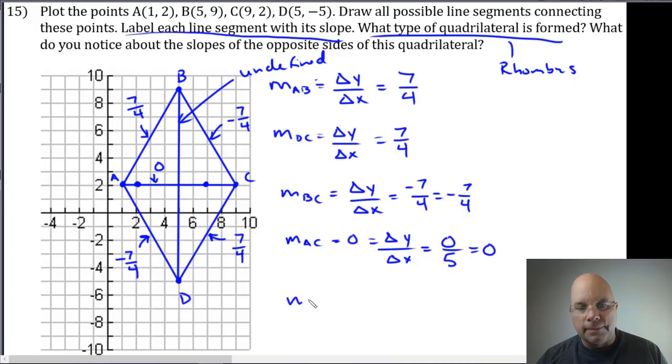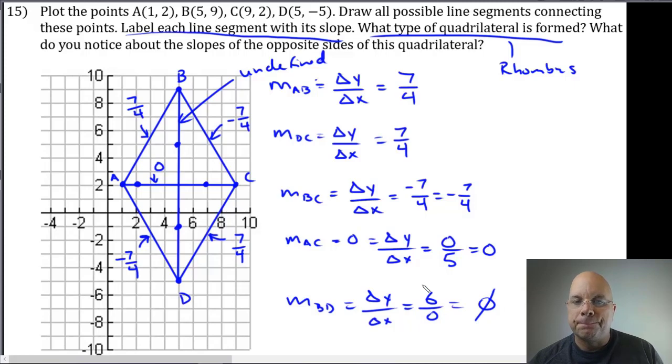On the other hand, the slope for BD, we can also think of it in terms of change in y over change in x. Pick 2 points along BD, and if I go from here to here, my change in y is 6, but my change in x is 0. And you're not allowed to divide by 0. It's impossible. So that's why we say it's undefined. No possible slope like that.